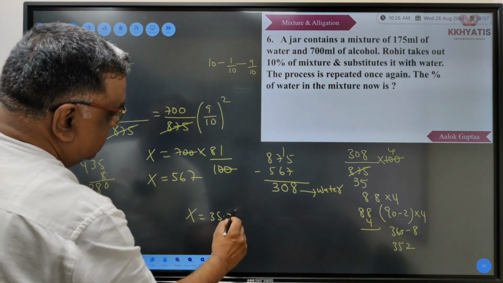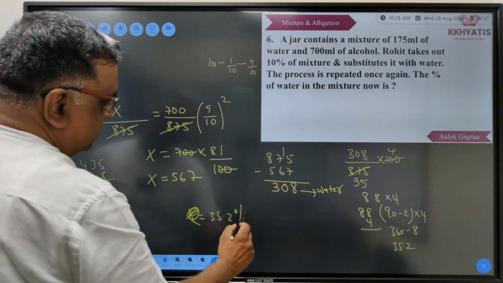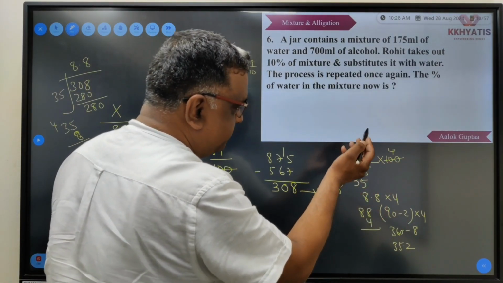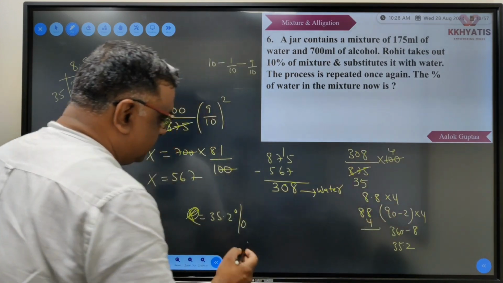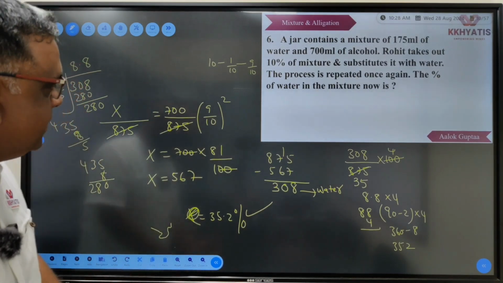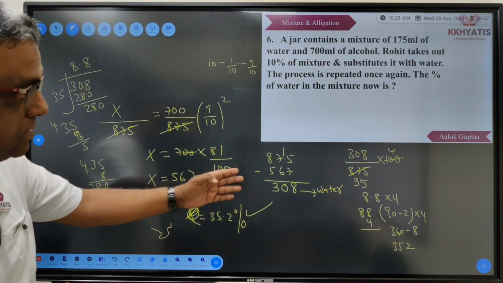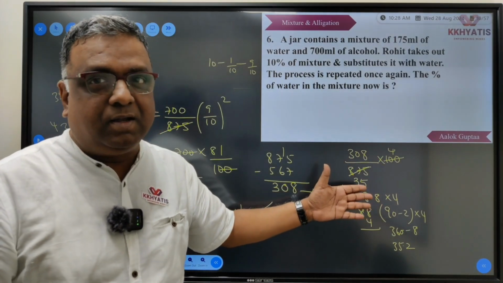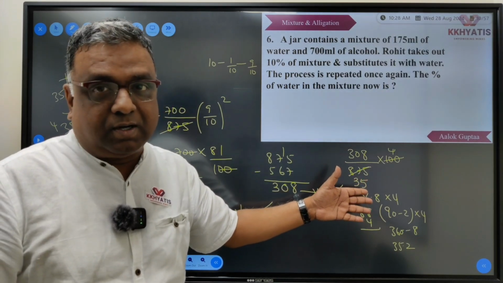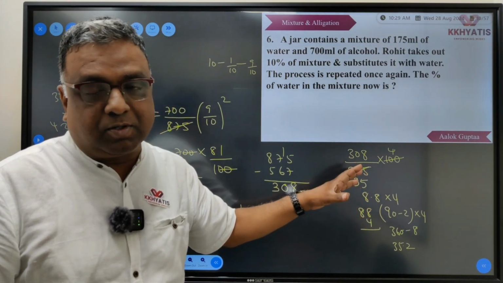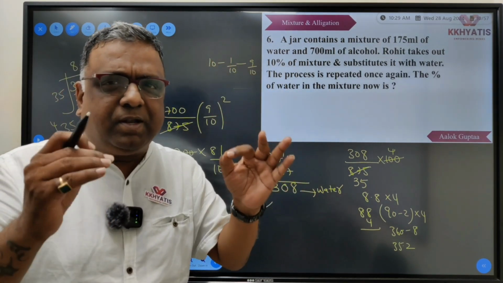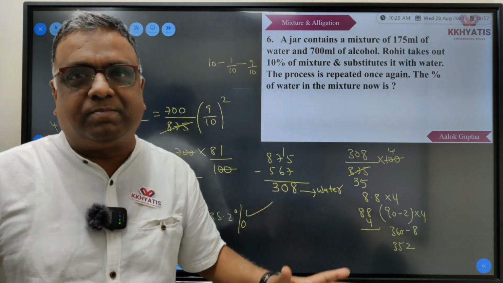Percentage. No, 35.2 percentage. What did we calculate here? The percentage of water finally. So it is water upon total quantity into 100. So 35.2% of water is there in the final mixture. Clear? I'm assuming that all these things we have learned in detail in my percentages lecture. So I'm not emphasizing more on this aspect, because for that you have to go and watch my percentage videos, in which I have explained to you in a very simplistic manner.